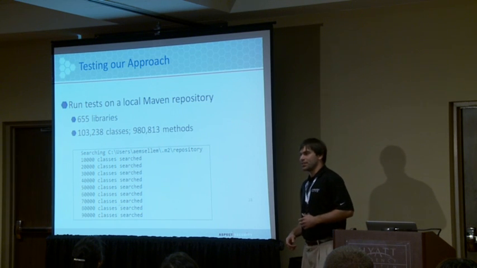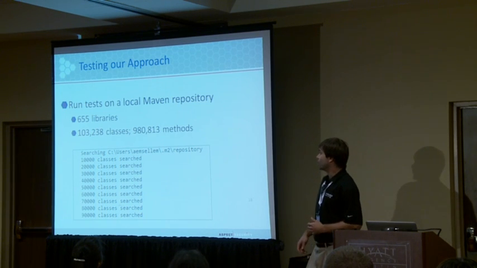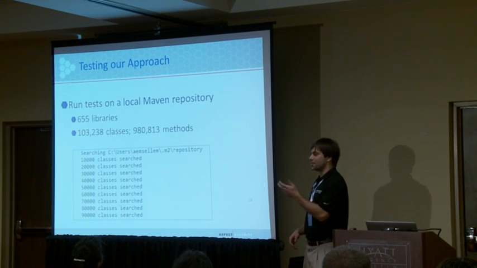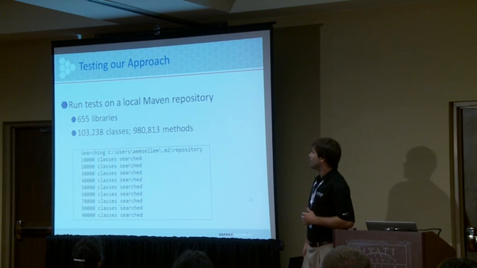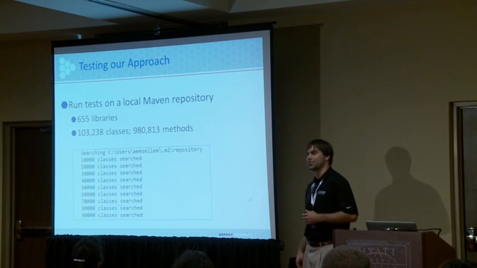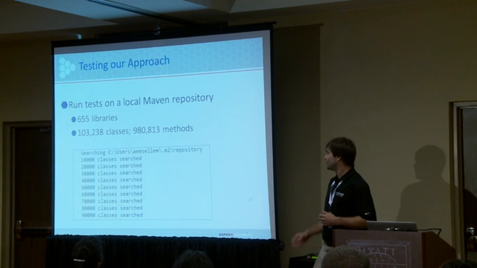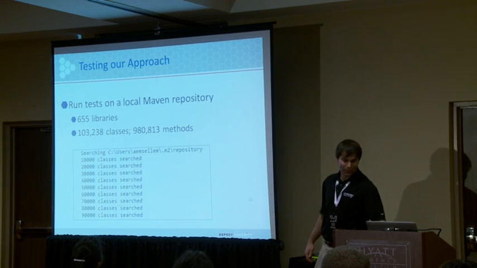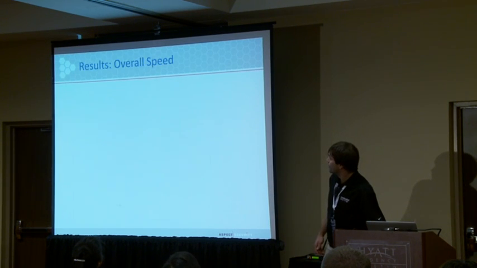All right, so the tests we did were run on a local repository. This is a subset of the libraries in Maven. We ran it on 655 libraries, just over 100,000 classes, just under 1 million methods. You can see just some output from the search process going on there.